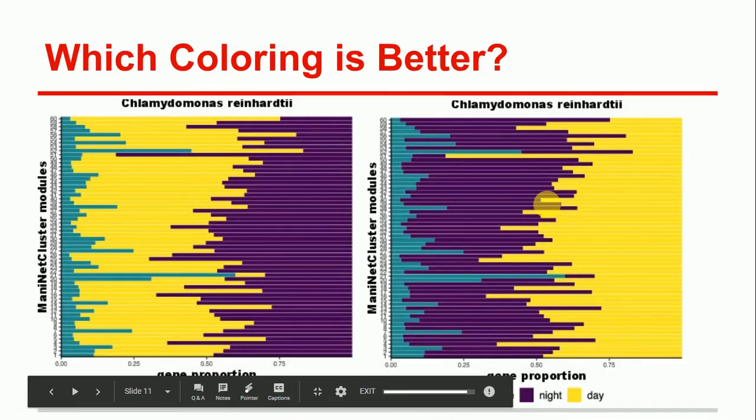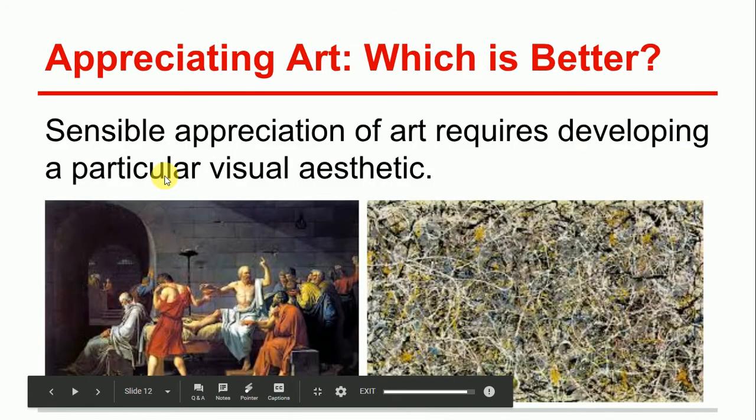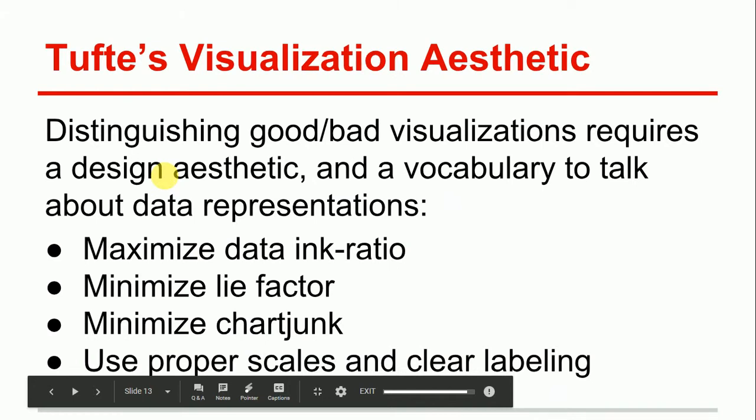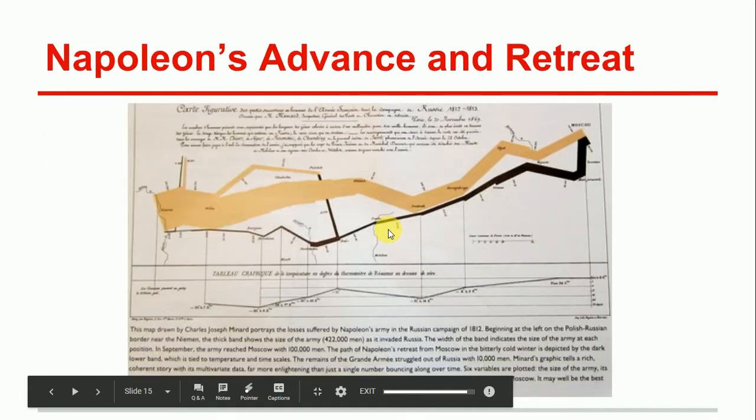Here are some examples. Which coloring is better? It depends. It's better to have something light on one side so you can have two sides clearly differentiated. But really, going back to what was important, it is really to maximize the data-ink ratio, minimize the lie factor, get rid of any chart junk, and use proper scales and labeling. Now, this is a very good example of chart junk, which is very hard to understand. This shows Napoleon's advance and retreat. It's very hard to understand today.